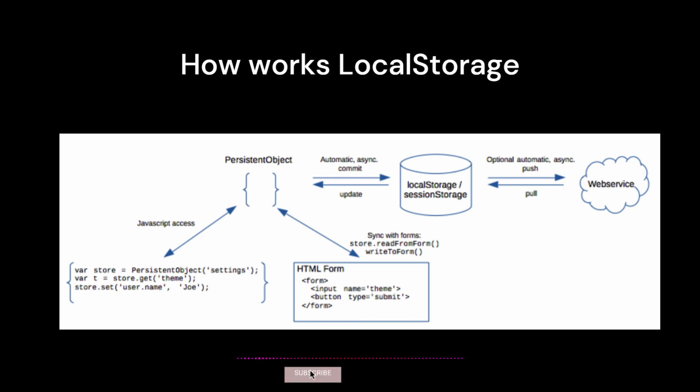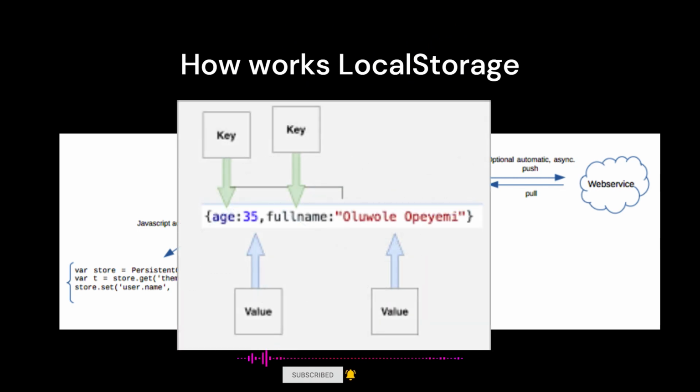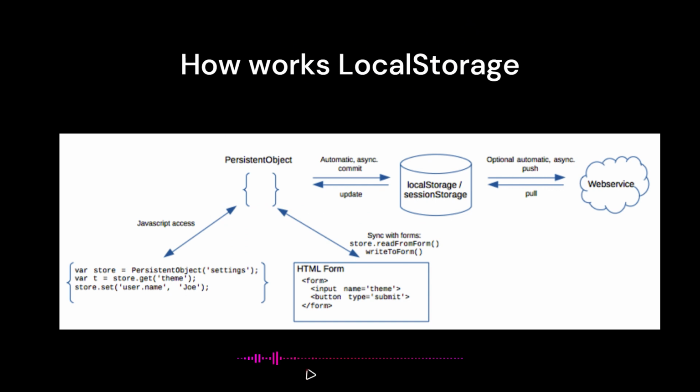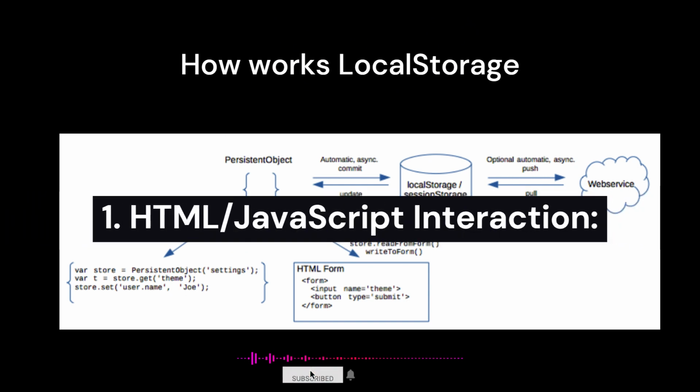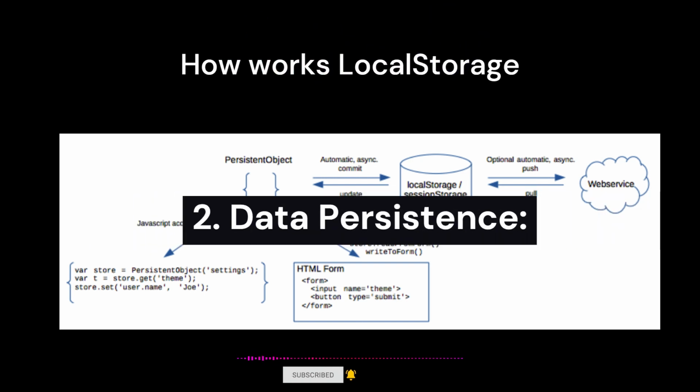Local storage is a feature provided by web browsers that allows web applications to store data locally on a user's device. It provides a simple key-value storage mechanism similar to a dictionary or an associative array. In the HTML file, JavaScript code can access and manipulate the local storage object using the localStorage property. The data stored in local storage persists even when the user closes the browser or refreshes the page.